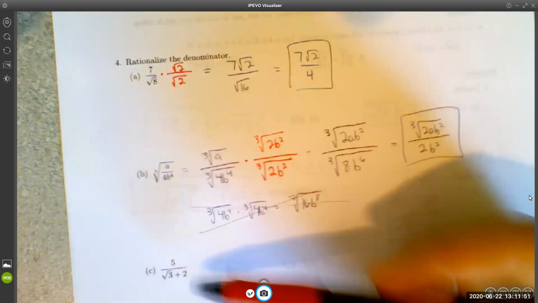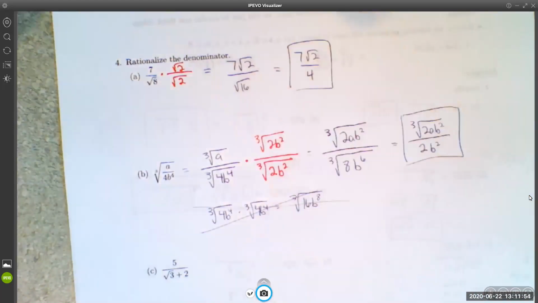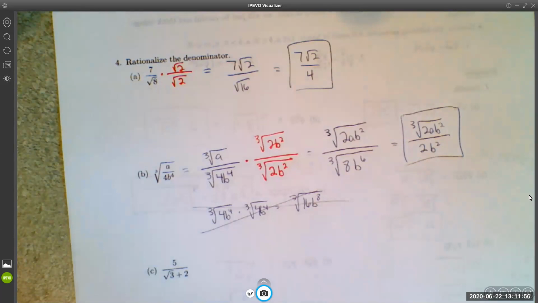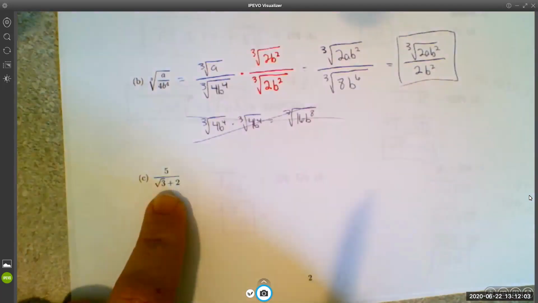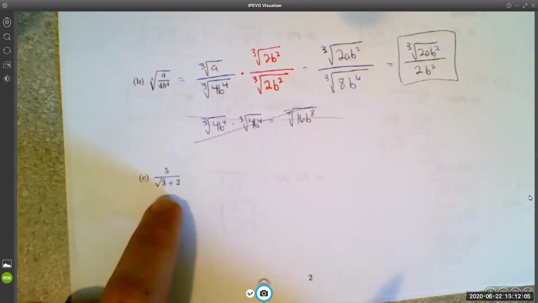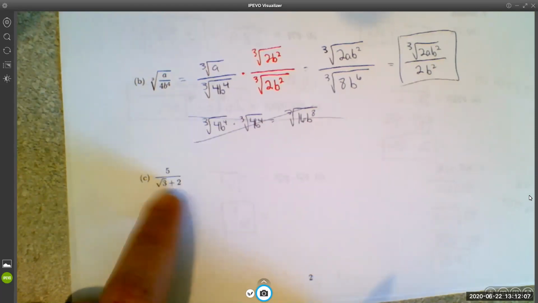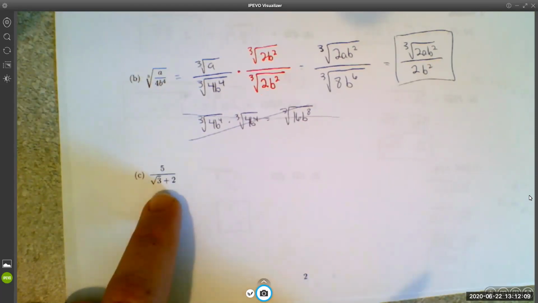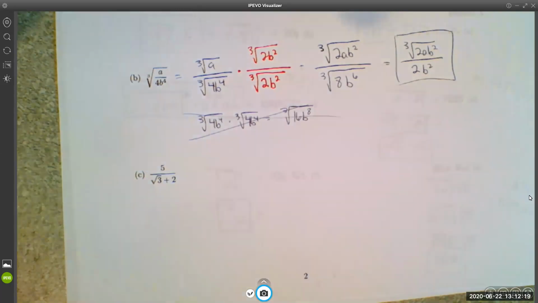But what if you have two terms in the denominator? What do you do about something like part C? Well, if you think back to your algebra days, then you might remember something about multiplying by the conjugate, right? That's what you want to do here. The conjugate of a binomial is just the same binomial, but with the sign in the middle changed. So the conjugate of root 3 plus 2 is root 3 minus 2. And the thing about multiplying by the conjugate is that when you multiply by the conjugate, the middle terms cancel.